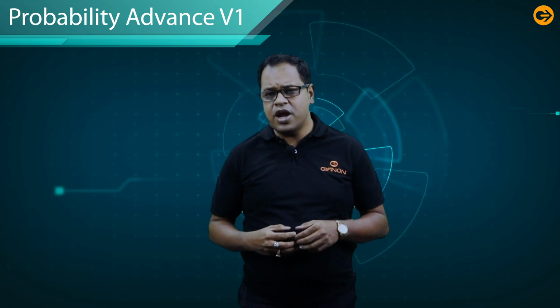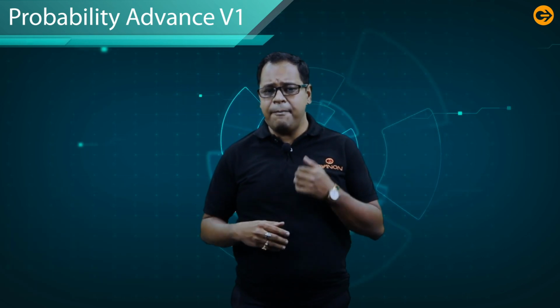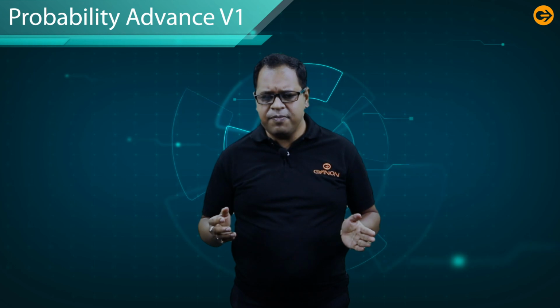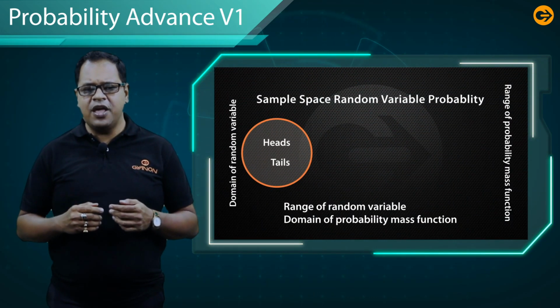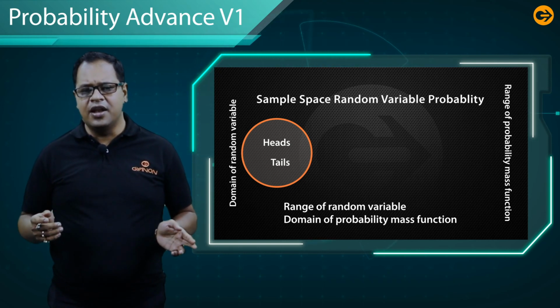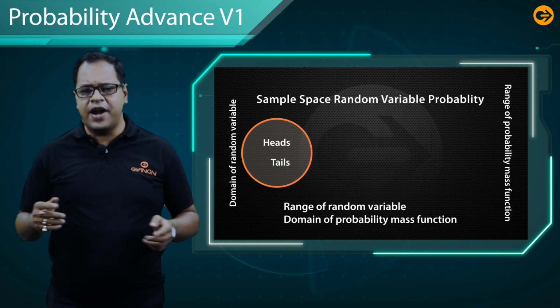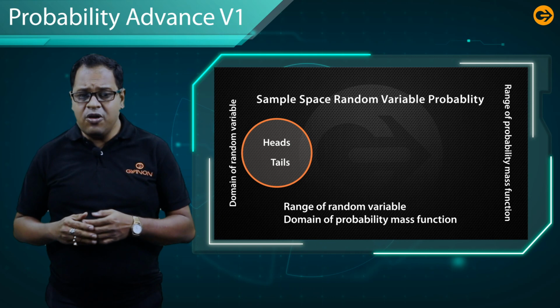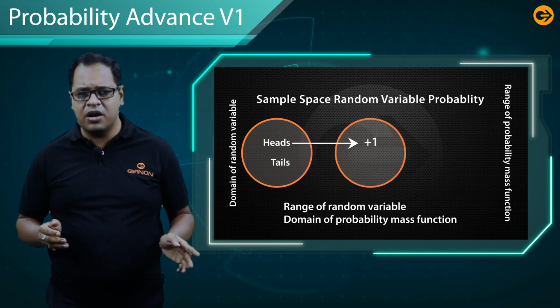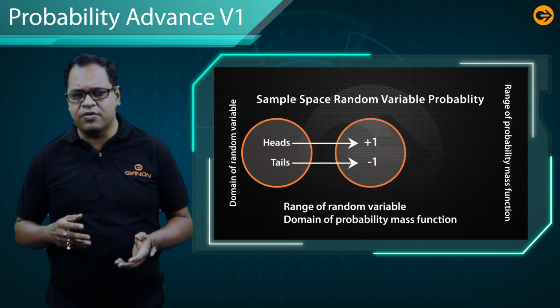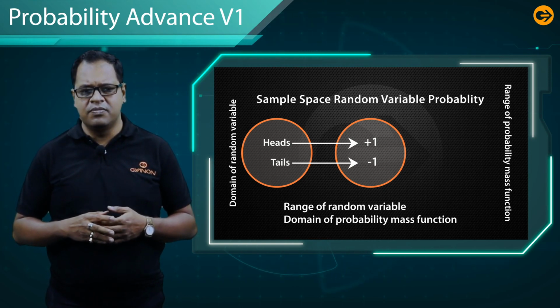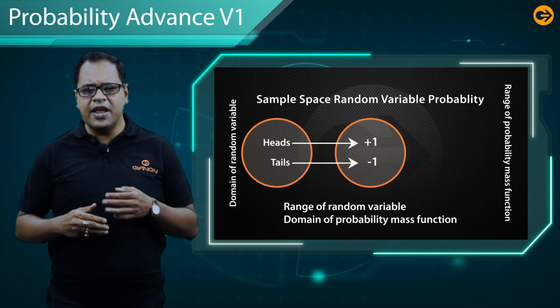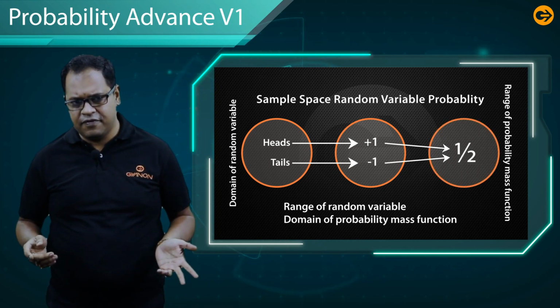In this segment we are first going to discuss the sample space. What is a sample space? In a coin tossing experiment, the sample space is head and tail, which is the domain of the random variable. The value assigned to head is +1 and to tail is -1. They are known as the range of the random variable. The probability of getting head or tail is half.